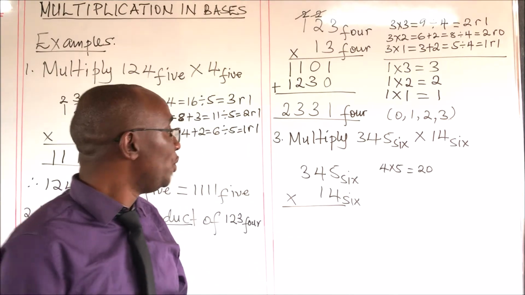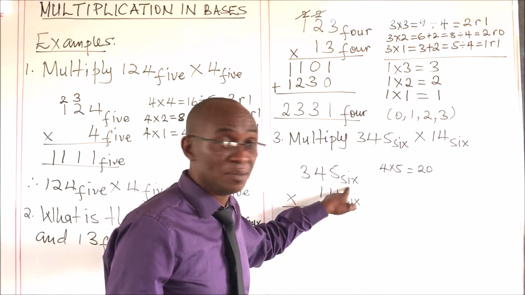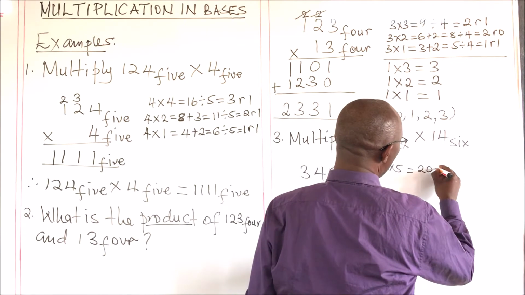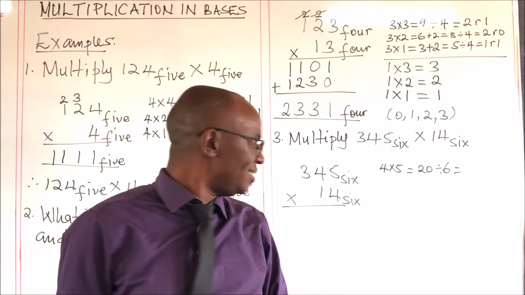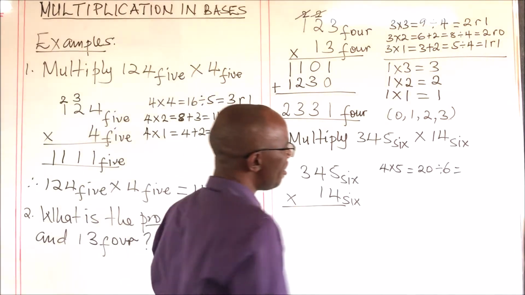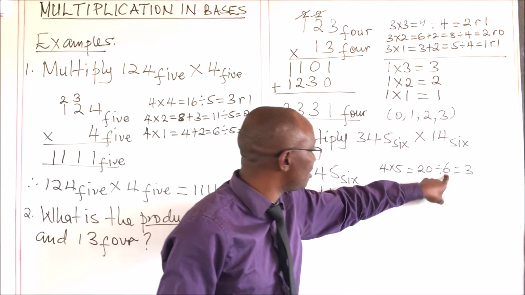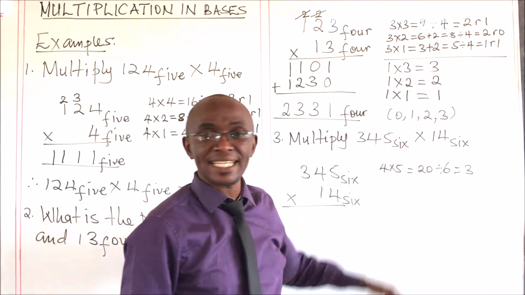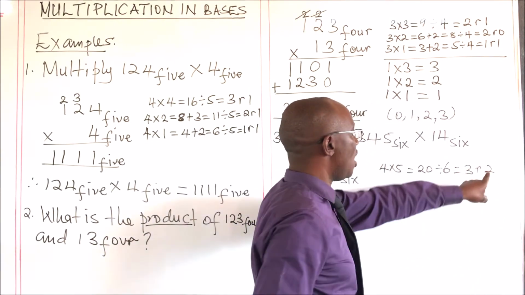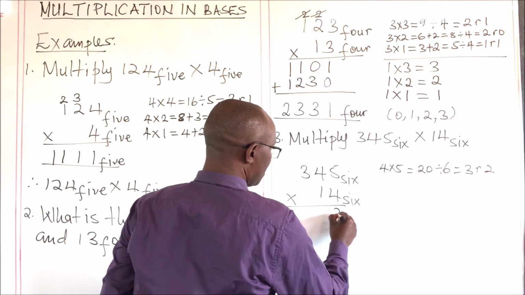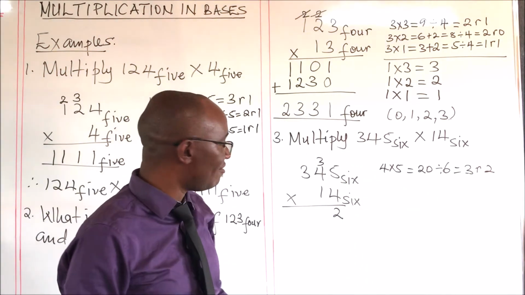So what do we do? We change 20 to base 6 by dividing 20 by 6 because the base is 6. 6 into 20 goes around 3 times. You should know your tables. 3 times 6, you get 18. 20 minus 18, you remain with 2, so the remainder is 2. So I write 2, I carry 3 to the next place value. I think you have understood me.